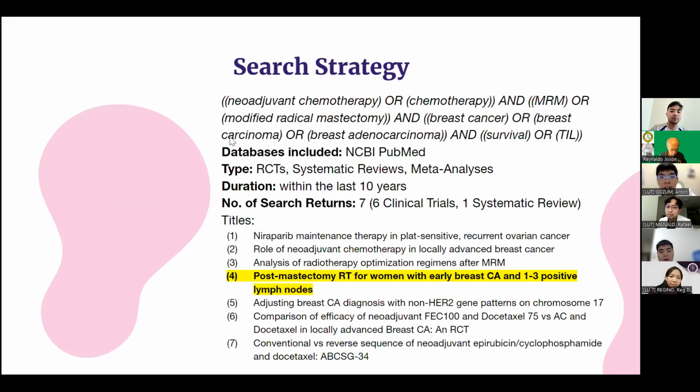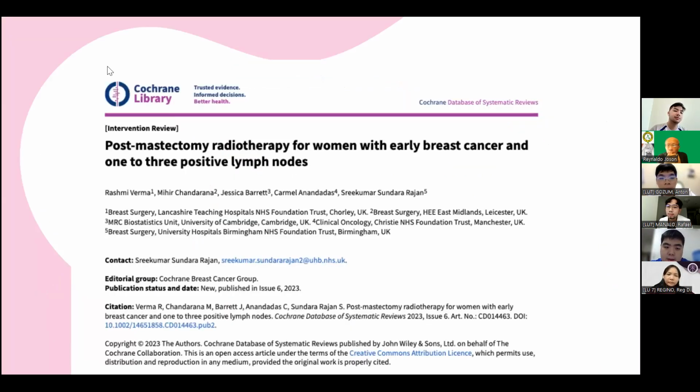Next slide. So this is a search strategy the team made. In general, we had 7 search returns, 6 of which are clinical trials and 1 of which is a systematic review. Hence, we chose a systematic review out of the search findings. Next slide, please. And this is the paper that we saw, which was published on the Cochrane Library regarding post-mastectomy radiotherapy for women with early breast cancer and 1 to 3 positive lymph nodes.